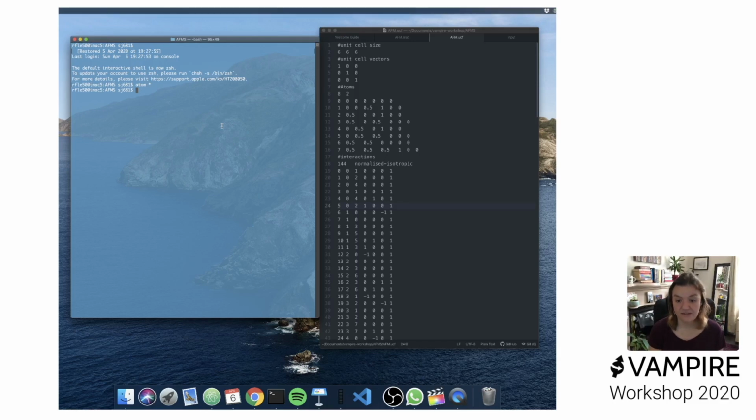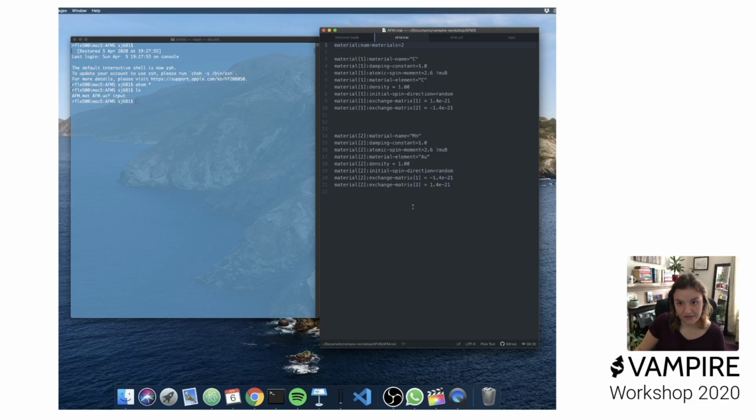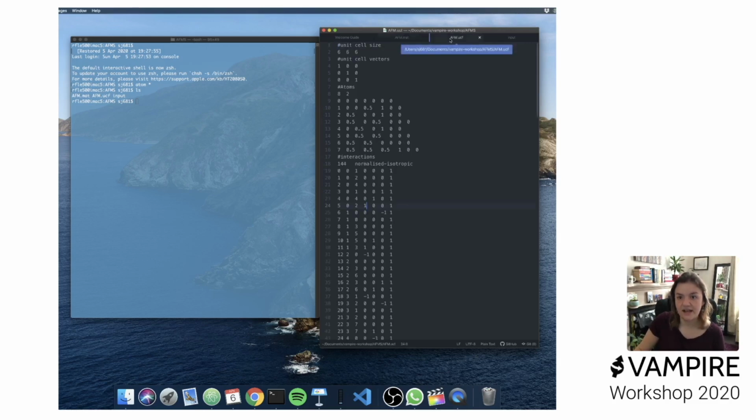Now, we're going to run the simulation using the terminal. So I've got this folder called Anti-Ferromagnets, and in it I've got my .mat file, my UCF file, and my input file. All of these are exactly the same as the ones you've just seen on the slides. 2 by 2 by 3 nanometers, periodic boundary conditions, and then I'm running a field cool simulation. So I've got my afm.mat file, exactly the same as the one that was just on the slide, and then my unit cell file that we've just created.